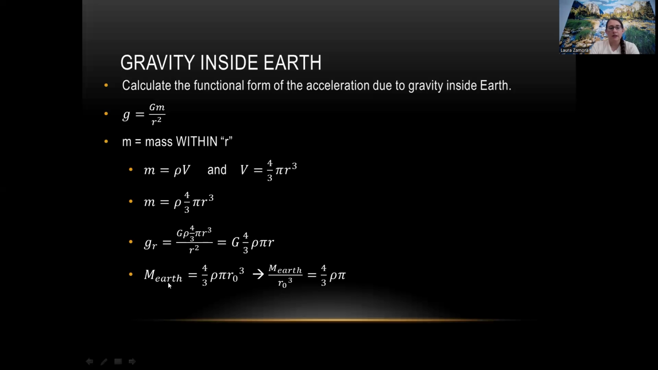The total mass of the earth is 4/3 times the density times pi times our radius to the surface, R0, our initial radius, cubed. Okay, so we can see here, if we rearrange this equation a little bit, we have these two similar factors, this 4/3 rho density times pi. And so we're left with this fraction that we have to consider, right? The total mass of the earth divided by the radius cubed.